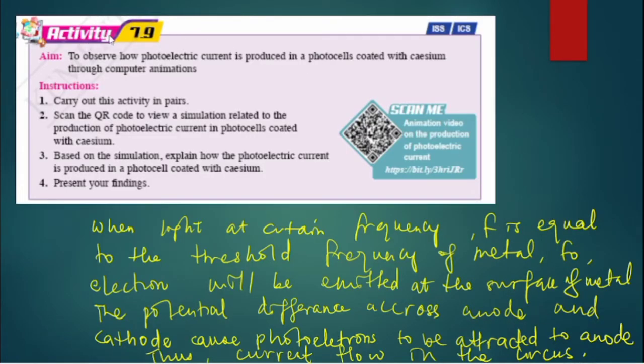You can refer to activity 7.9 to observe how photoelectric current is produced in photocell coated with cesium through computer animations. You can use this link to observe the animation video. So based on the simulation, explain how photoelectric current is produced in photocell coated with cesium. When light at certain frequency f is equal to or greater than threshold frequency of metal f0, electrons will be emitted at the surface of metal. The potential difference across anode and cathode causes photoelectrons to be attracted to anode, thus current flows in the circuit.